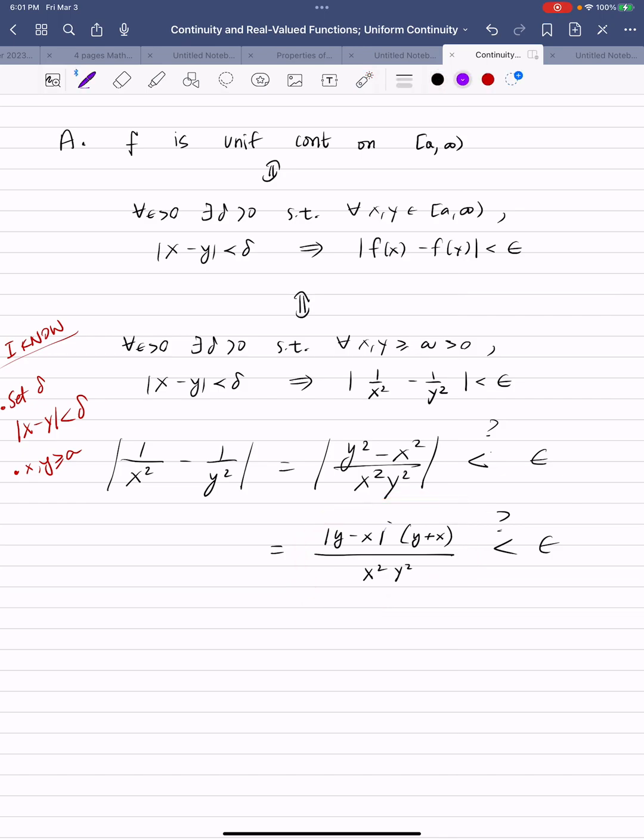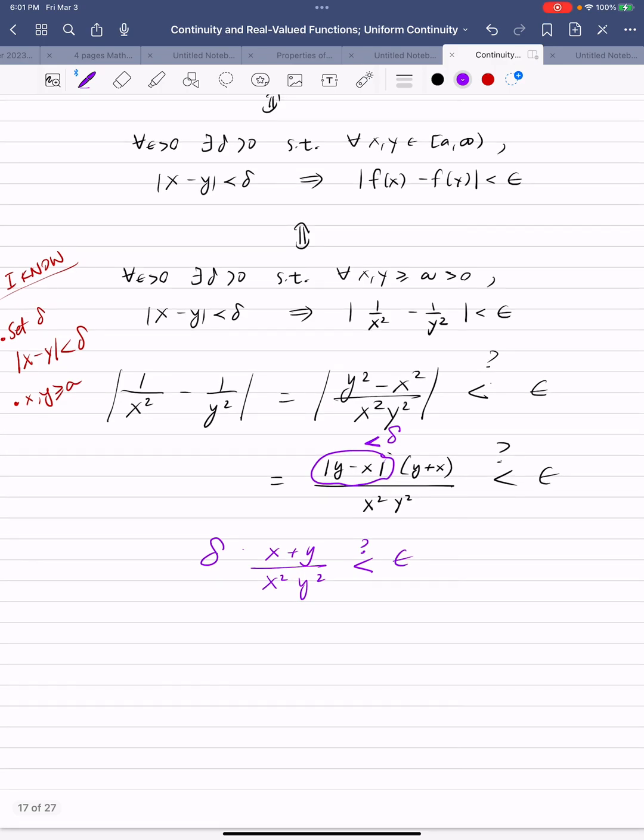And I know that I can make this less than delta. So I want delta times (x plus y) over x squared y squared. How can I get that to be less than epsilon? What does delta need to be? Like, what kind of delta makes all of this less than epsilon? And delta can't depend on x and y.